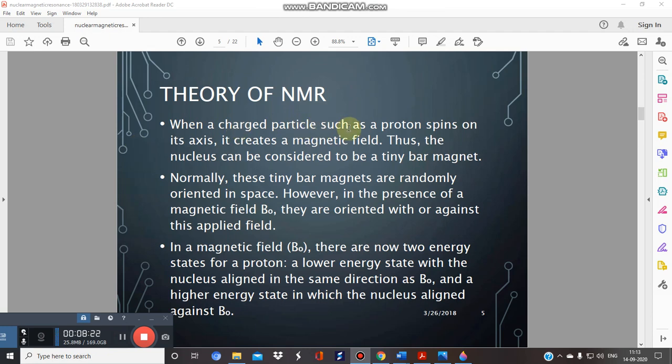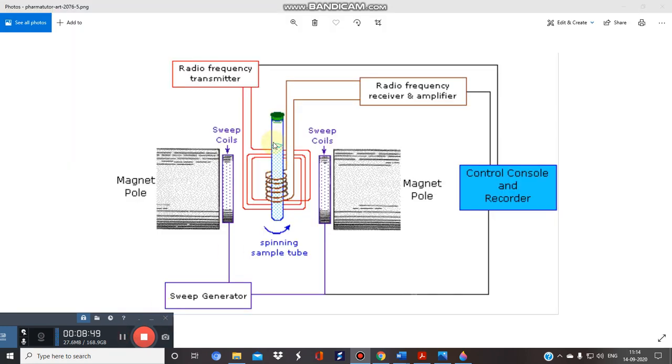When a charged particle such as a proton spins on its own axis, it creates a magnetic field. Thus we can say that the nucleus can be considered as a tiny bar magnet, and normally these bar magnets are randomly oriented in space. What happens when we apply a magnetic field is that they are oriented with or against this magnetic field. See this again, the sample is placed, and here the two magnets are placed. So the sample is placed between two magnets.